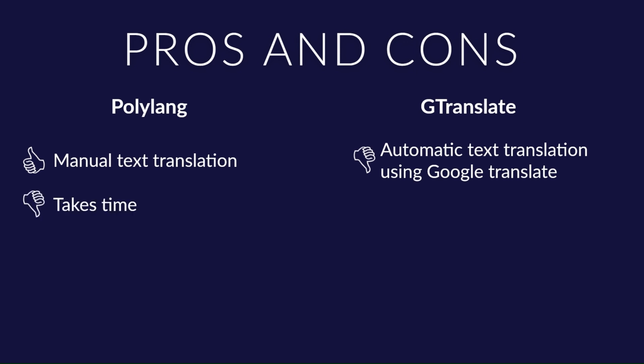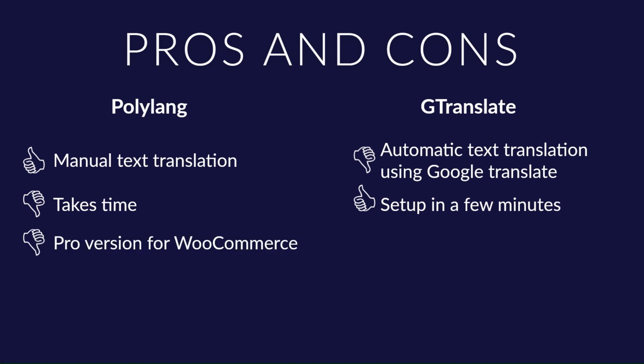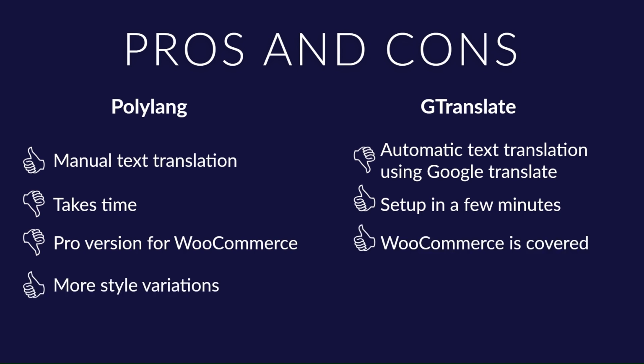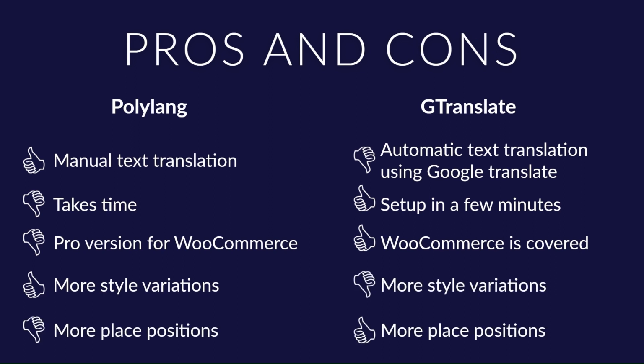Accordingly, Polylang requires more time to translate the entire site, while you will have GTranslate set up in a few minutes. If you use WooCommerce to translate things related to the webshop, you have to buy the Polylang Pro version, while using GTranslate, that part is automatically covered. Polylang allows more style variations in the language switch bar, which is not possible with GTranslate, but using GTranslate, there are more positions where you can place the language switcher. We are starting with practical work, and after that you can choose the plugin that suits you better.